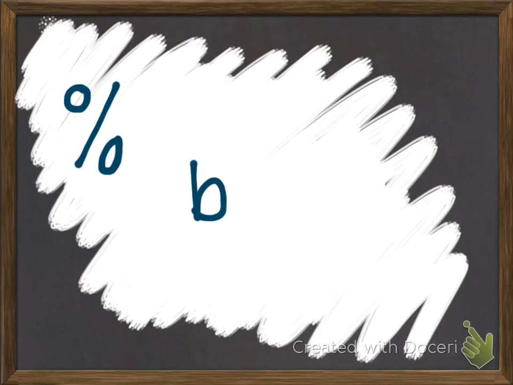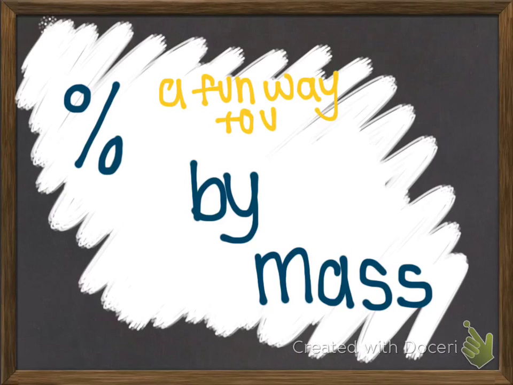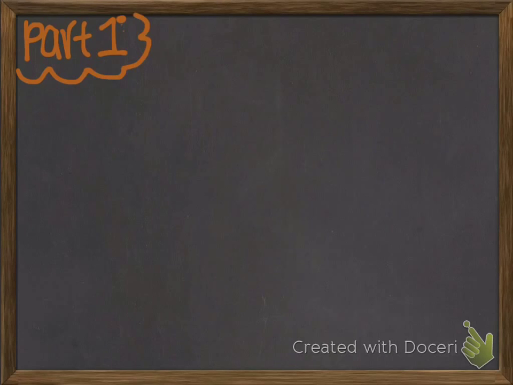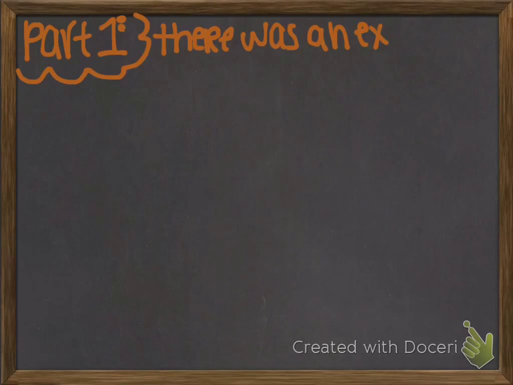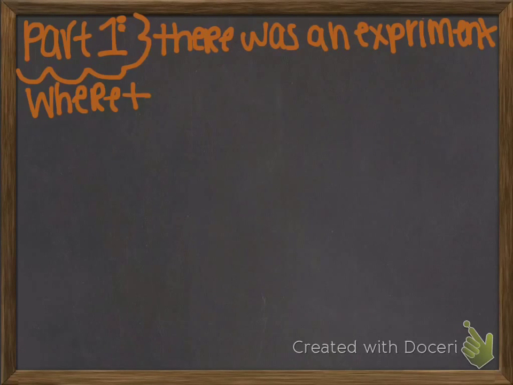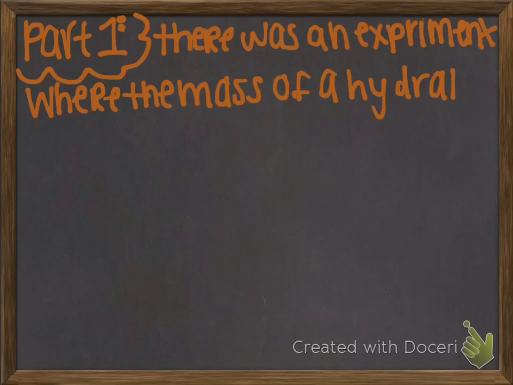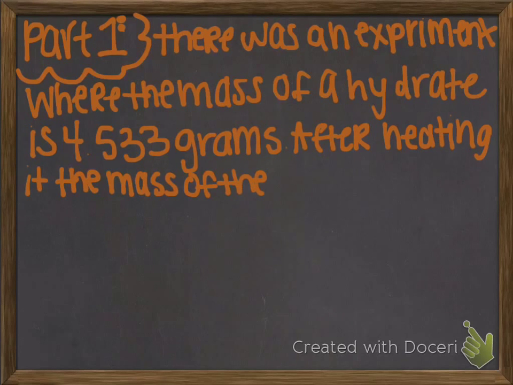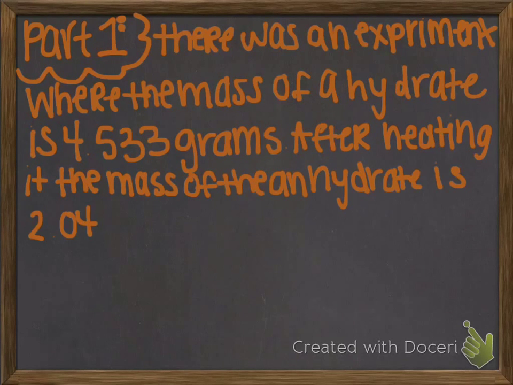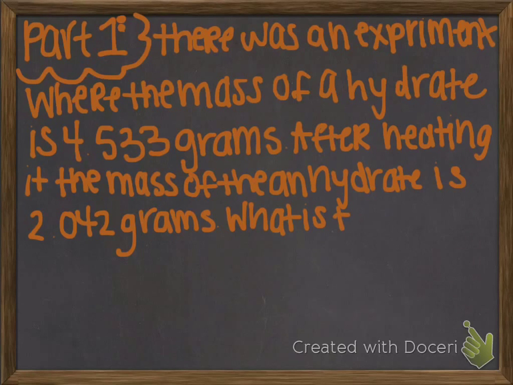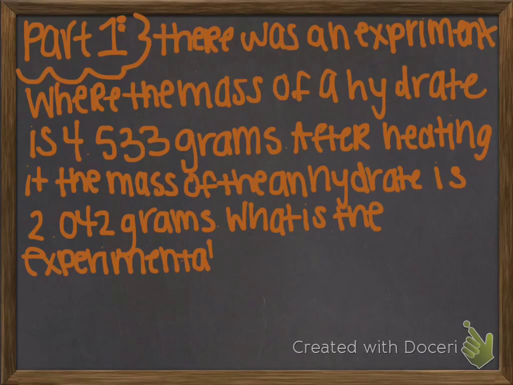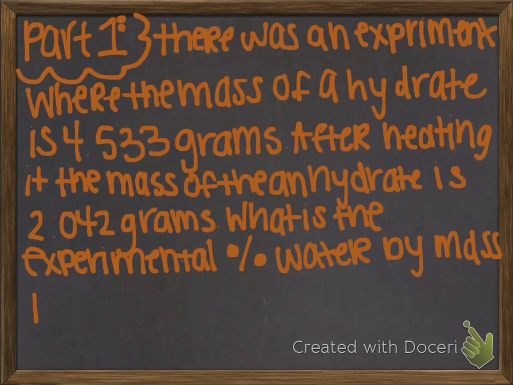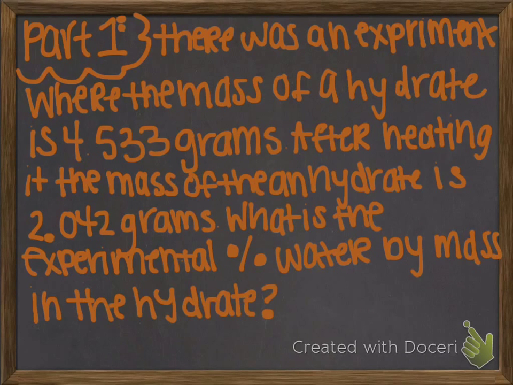One way you can use hydrates in a problem is called percent by mass. This problem has three parts. The first one is a word problem. There was an experiment where the mass of a hydrate is 4.533 grams. After heating it, the mass of the anhydrate is 4.02 grams. What is the experimental percent of water by mass in the hydrate?